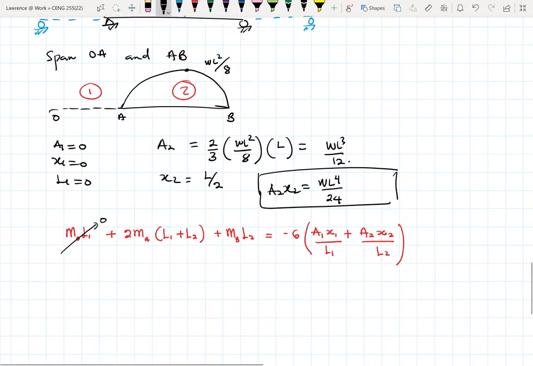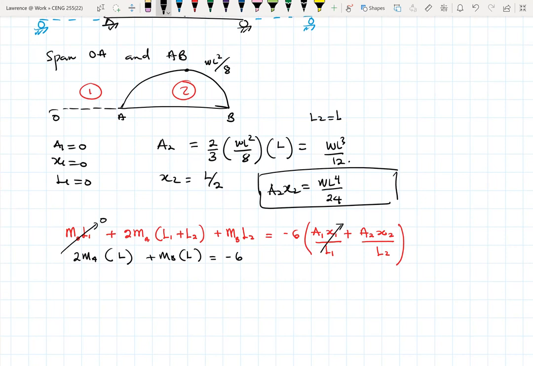So it becomes 2MA. L1 is 0, so we only have L. Then plus MB times L. Here L2 is the same as L. And this will be equal to minus 6.